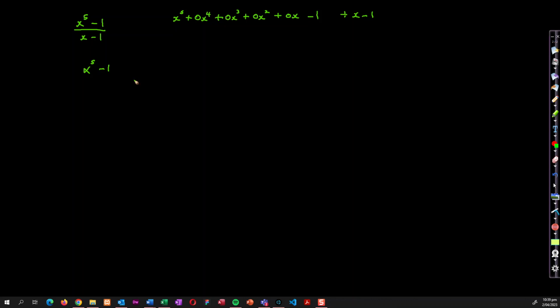Okay, so welcome back. I'm hoping that you've done that division, and let's see what you get and then how you can use it. So I'm going to use some synthetic division. We're dividing by x minus 1, so the multiplier will be 1. So what you end up with is this result here.